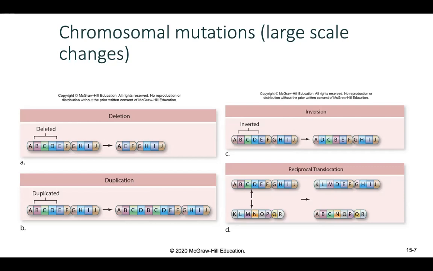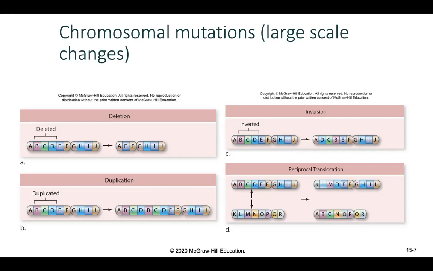Inversions will just flip the order. So instead of A, B, C, D, it's A, D, C, B. So an inversion. Hopefully these sound kind of familiar. Duplication, where a segment is duplicated, so you have two of the same ABCD. Basically here, BCD is repeated twice when it shouldn't be. That's a duplication. And then translocation.